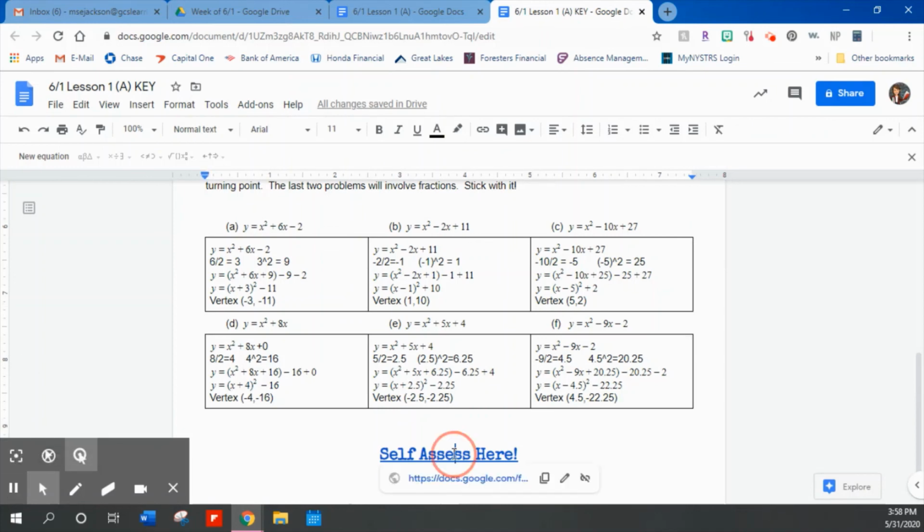And that's all we have for lesson 1. Make sure you self-assess and let me know if you have any questions.